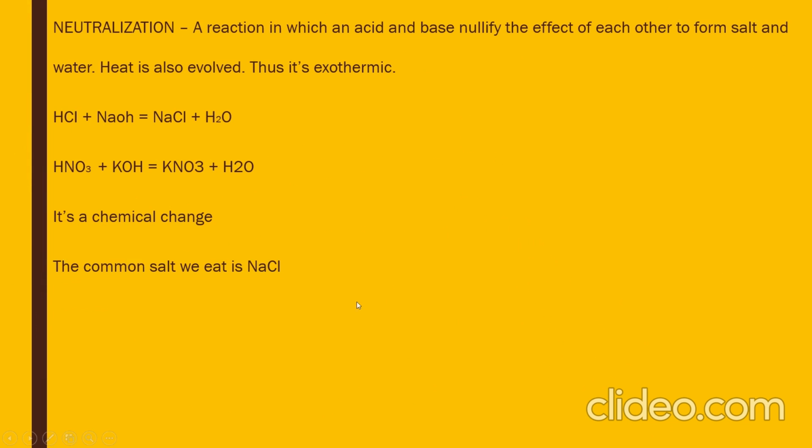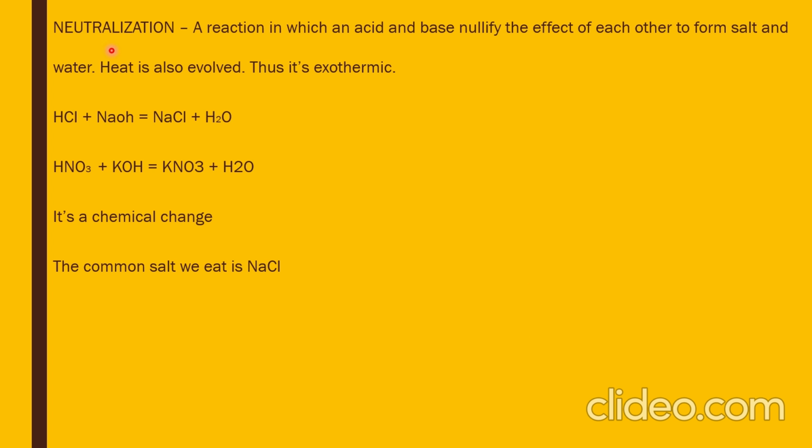Now first, neutralization. When we hear this word neutralization, it has two parts. When we hear this word, you see something called neutral. Now, we know what neutral substances are, right? So from this, we get an idea that it is related to neutral substances. So, it is a reaction in which an acid and a base nullify the effect of each other to form a salt and water. Heat is also evolved, thus it's exothermic.